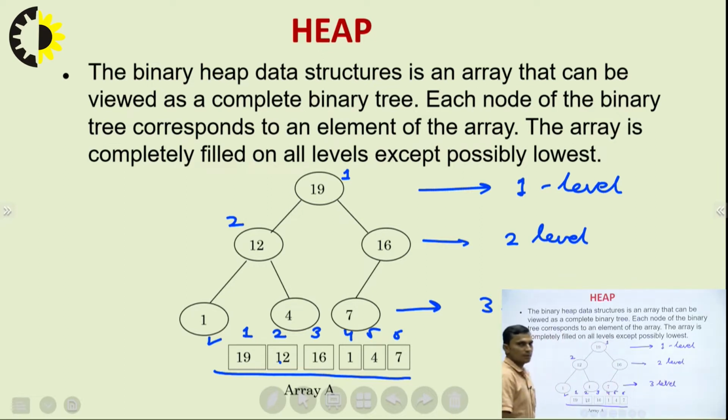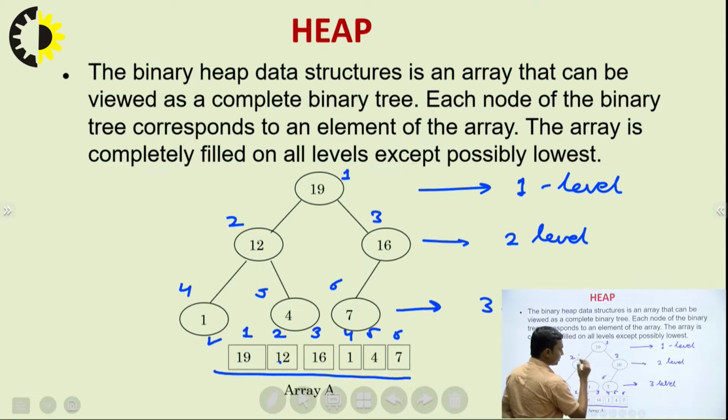Each level will be filled other than the last level. So this 16 will be at the third position here. This 1 will be at the fourth position, this 4 at the fifth position, and this 7 at the sixth position. This is how we can create a heap out of the array.